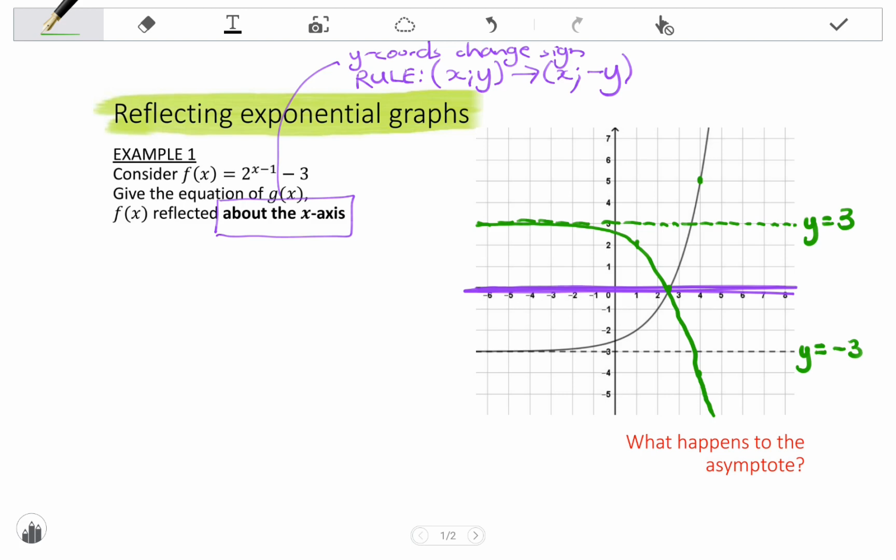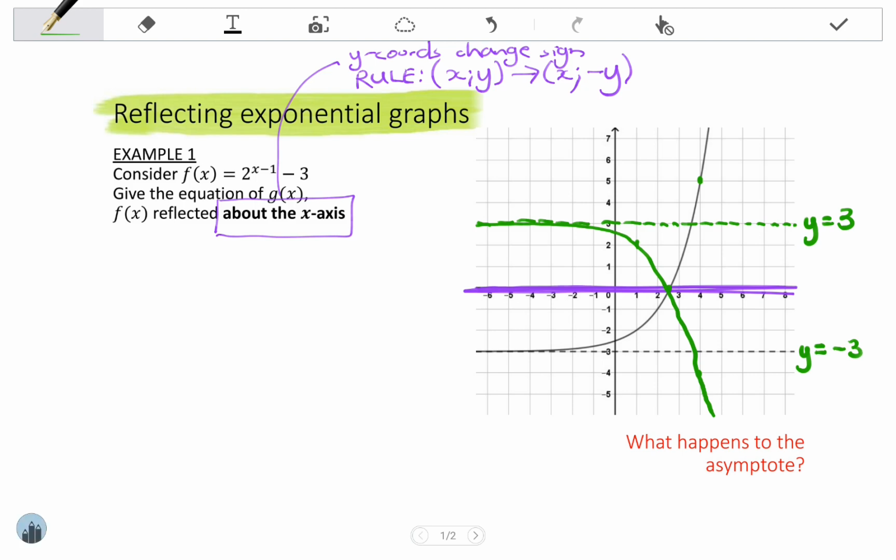Do you see the mirror image about the x-axis there, which is the purple line in this case? So what we notice on the graph is that the asymptote has been reflected, the x-intercept remains unchanged, and we have that mirror image.